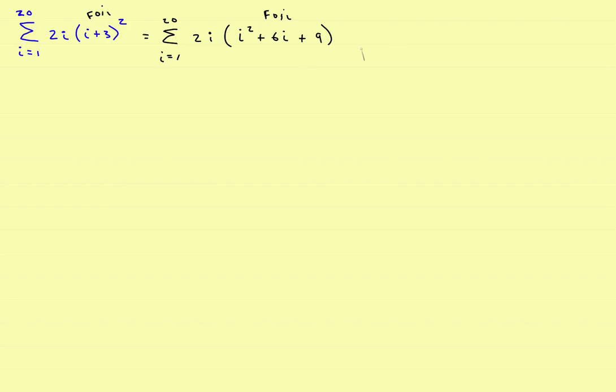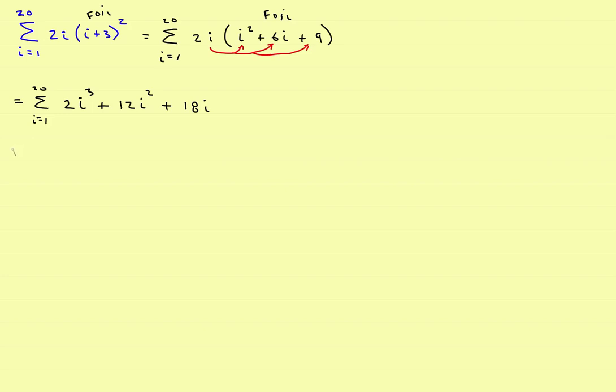Okay, the next thing, you've got to distribute. So go ahead and distribute this: this times this, this times this, and this times this. When you distribute it, it will turn into this. This will be the summation, again, from I equals 1 to 20 of 2I cubed plus 12I squared plus, and 2 times 9 would be 18I. So before you can apply the rules, you have to FOIL it and spread everything out.